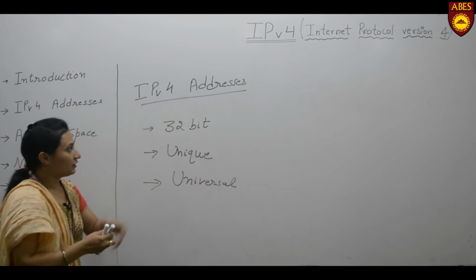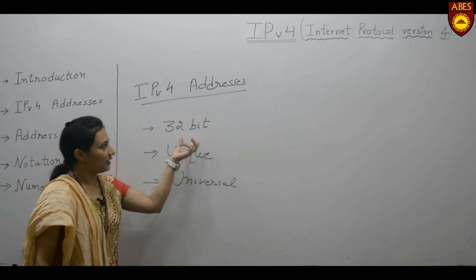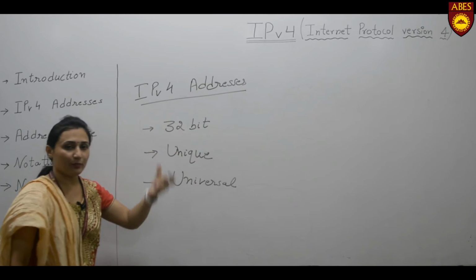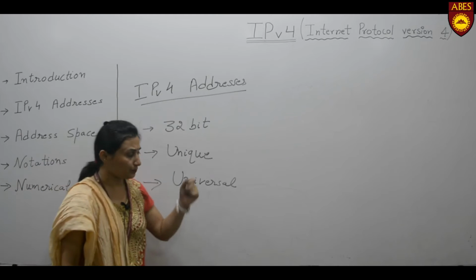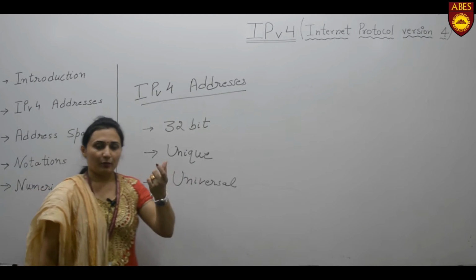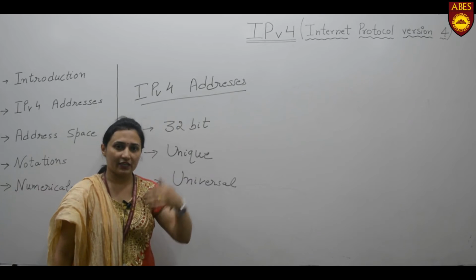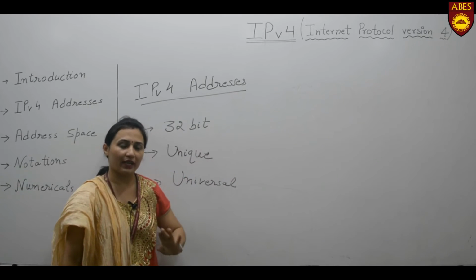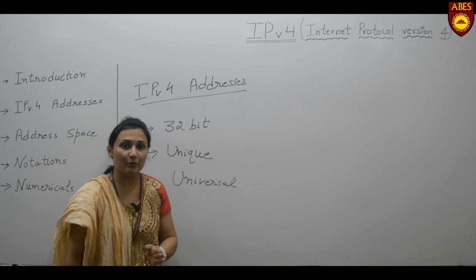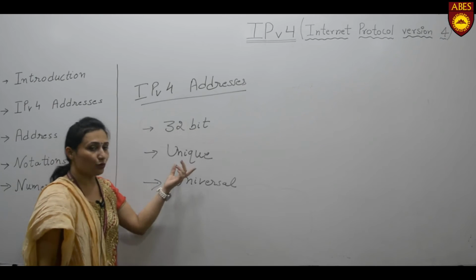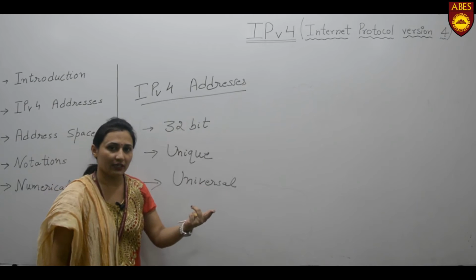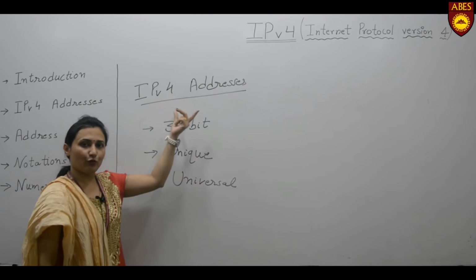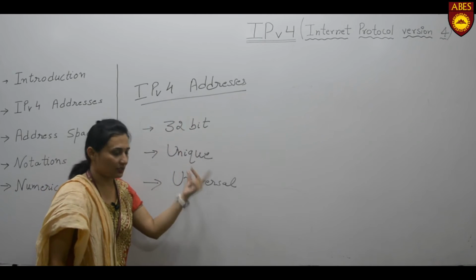What does it mean? 32 bits, as the name tells, means that the IPv4 address size is 32 bits. Unique means that if an IPv4 address is used to make the connection to the internet, then that particular IP address cannot be used by any other system on the internet at the same time. If two systems want to connect to the internet, they should have different IP addresses. That's why IPv4 addresses are called unique addresses.